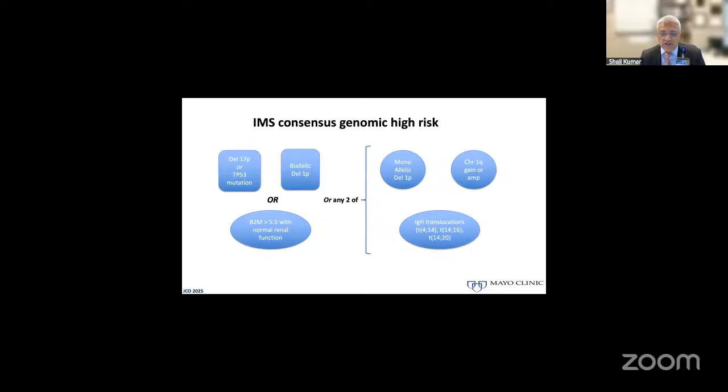So finally, there was an effort two years ago to bring together all these different findings and see if we can develop a consensus genomic risk stratification system. So we came up with the IMS-IMWG consensus risk stratification system, where you had to have two different abnormalities in order to call a patient as having high risk, unless you had a biallelic 1p deletion, or a presence of 17p deletion or TP53 mutation, or a beta-2 microglobulin of more than 5.5 with normal renal function. So either one of these abnormalities or two of the other abnormalities on the right-hand side would make the patient high risk. And this pertains to about 20 to 25% of the patients with myeloma that we see.